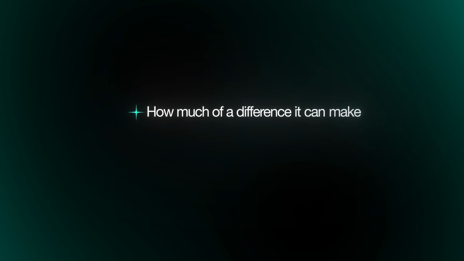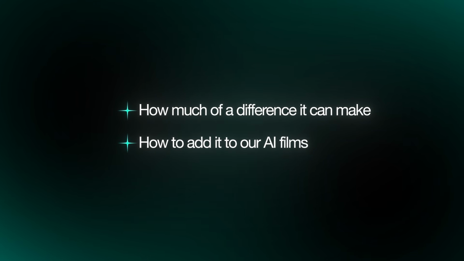But here's the thing, these reference sheets can keep our characters and environments consistent during our videos, but they're still missing the one thing that separates a good AI video from a real film, which is the soundtrack, because that's what adds tension and emotion to our scenes and instantly makes our film feel far more cinematic. And later in this video, I'll show you exactly how much of a difference it can make and exactly how to add it to our AI films.